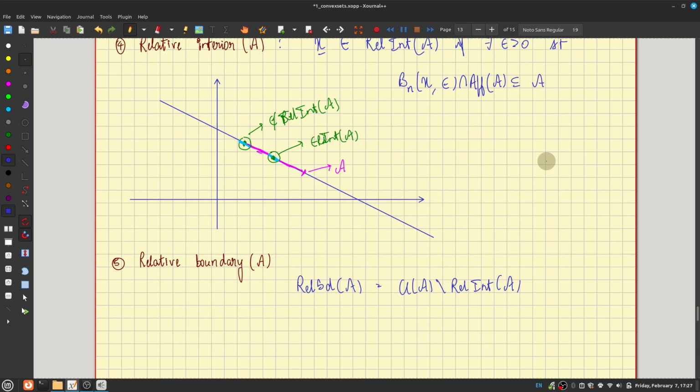Yeah, the dimension is of the affine set. That's true, but it's a little more than just being a ball of that particular dimension. It's a ball that resides inside the affine set.